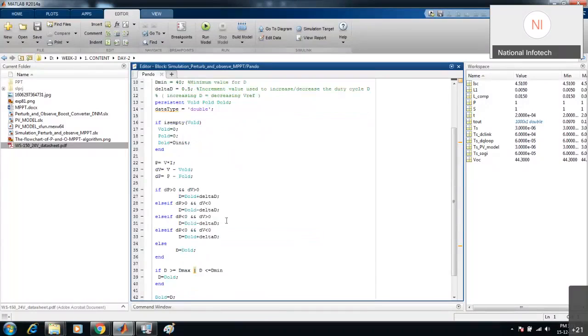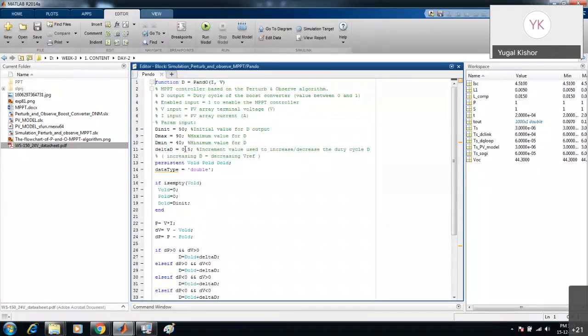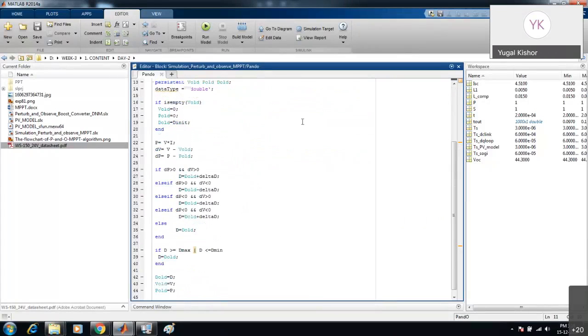And vice versa. I have one question, sir. Here the delta D value is very high. Yes, delta D is 0.5 here. I think it is very high, sir. Yes, if you want precise operation, you can lower it to 0.05 or 0.01. In this case, our duty cycle will be varying as 50, 50.5, 51, 51.5. Is it clear up to now? Yes, sir.